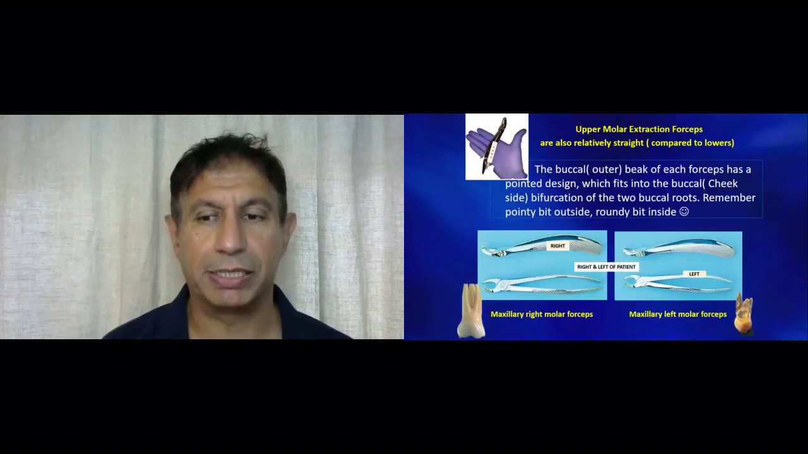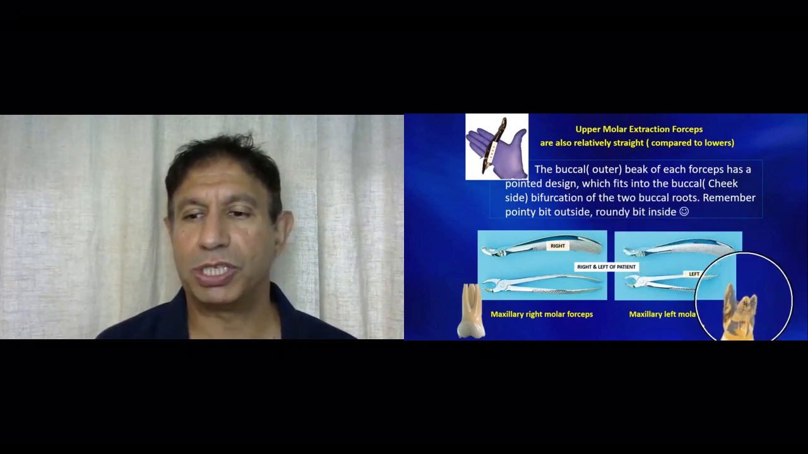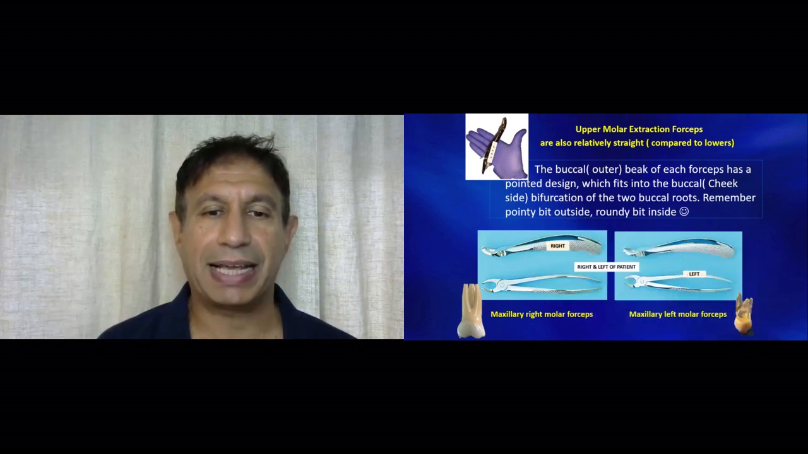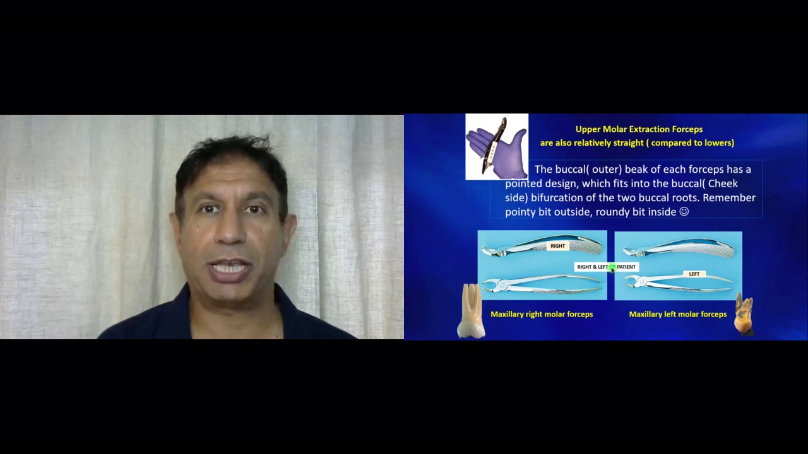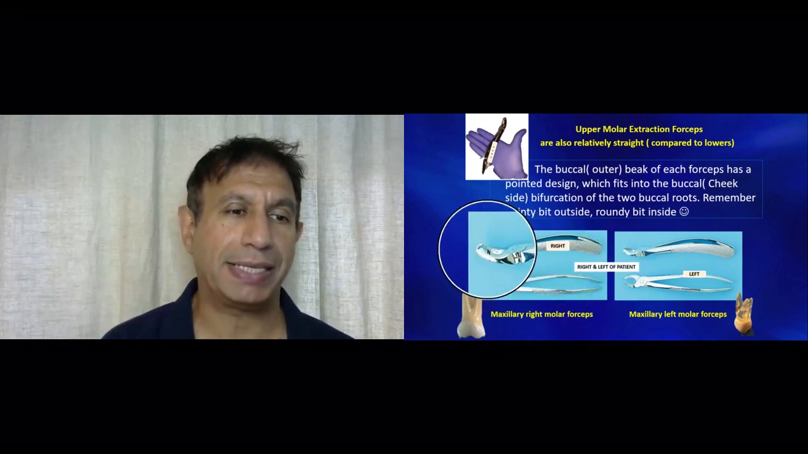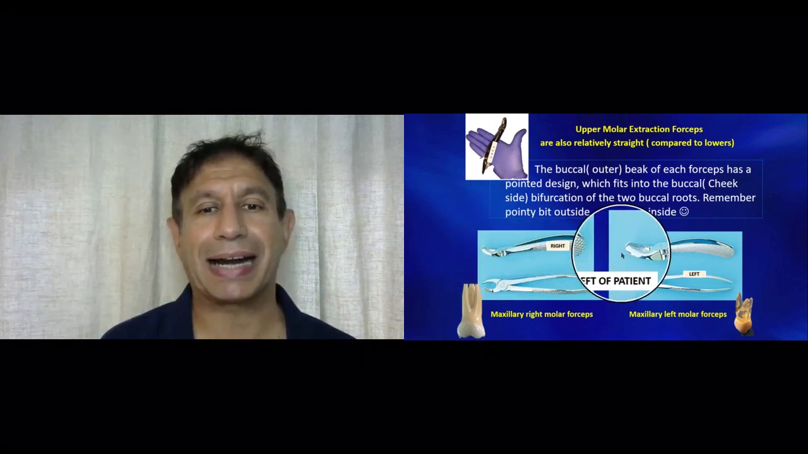Upper posteriors unfortunately have got 3 roots. So they have 2 roots towards the cheek and 1 root towards the roof. So they have a right-sided and a left-sided forceps. And these forceps have 2 different beaks. One of the beaks is sharp and pointed like a parrot beak, and one is a rounded beak.